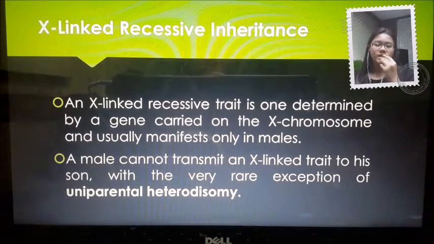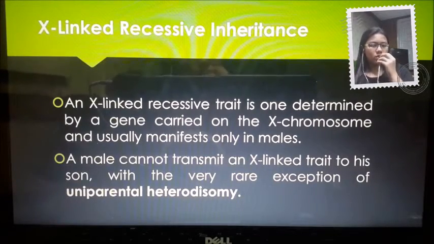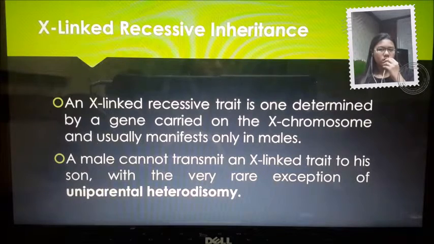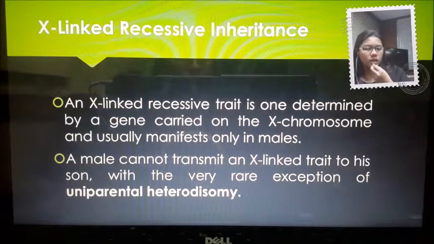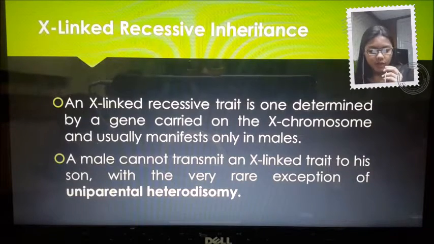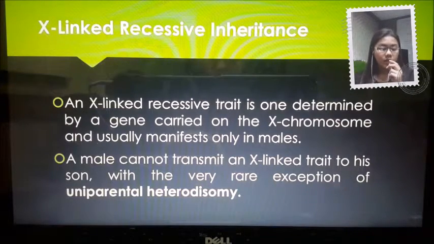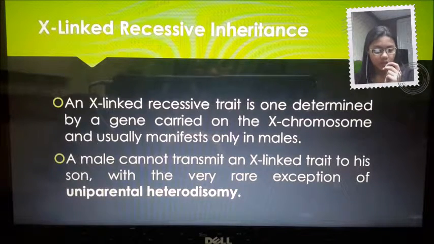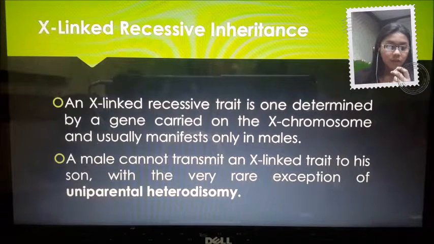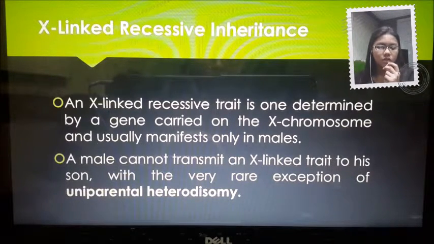So X-linked recessive inheritance is one determined by a gene carried on the X chromosome and usually manifests only in males. A male cannot transmit an X-linked trait to his son, with the very rare exception of uniparental heterodisomy. Diseases inherited in an X-linked manner are transmitted by healthy heterozygous female carriers to affected males, as well as by affected males to their obligate carrier daughters, with a consequent risk to male grandchildren.